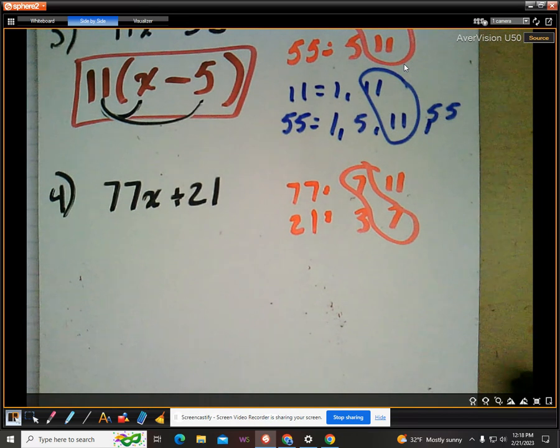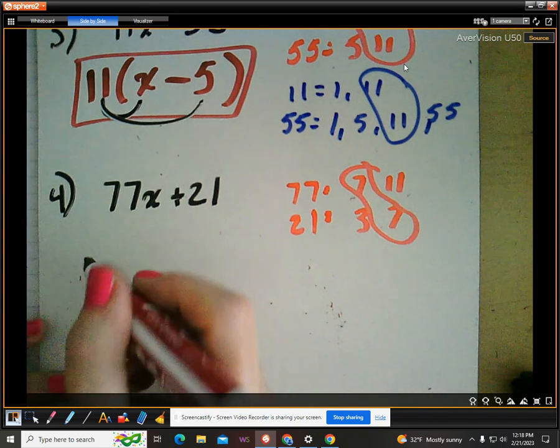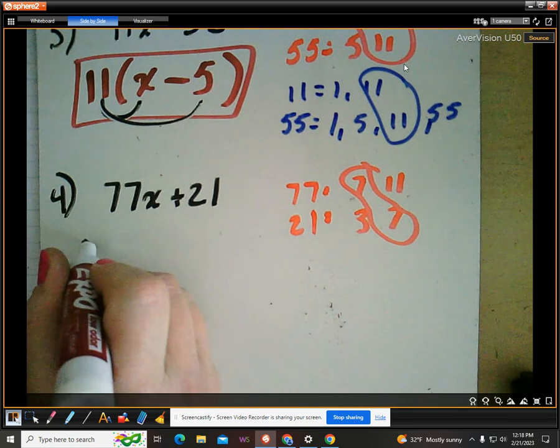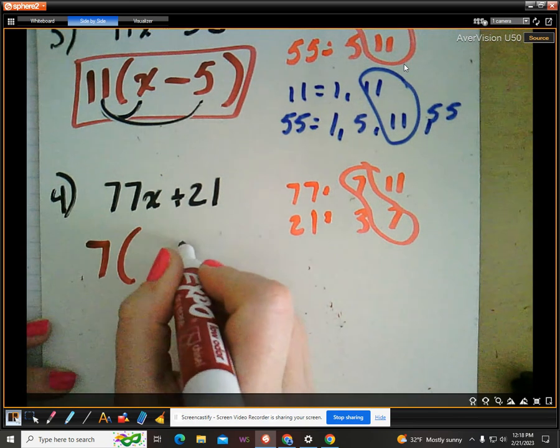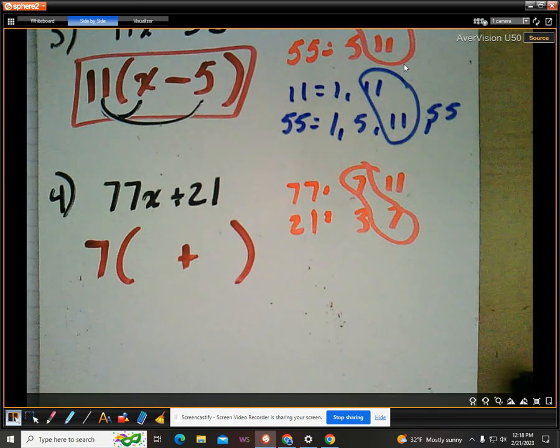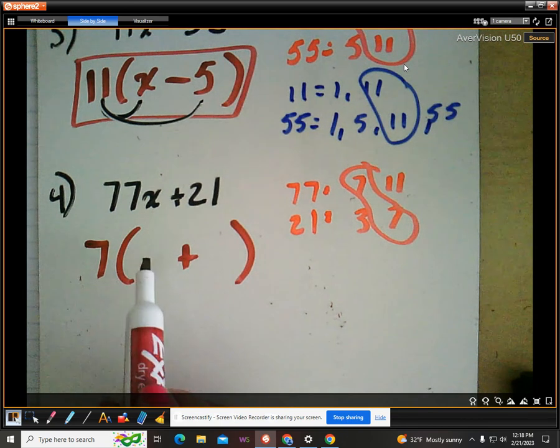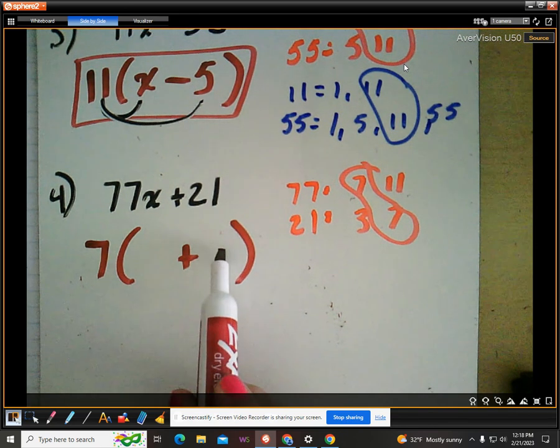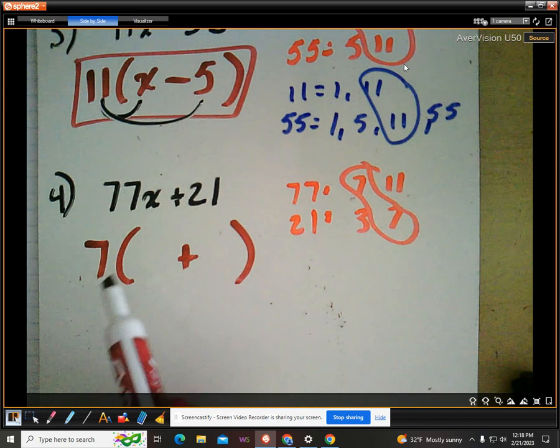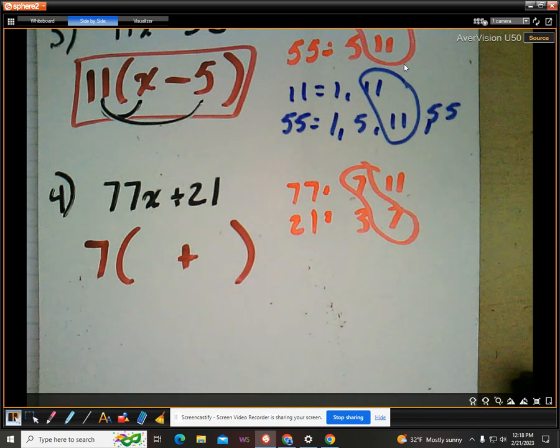So I'm going to set up the template for what this is, and I want you to see if you can figure it out. Greatest common factor comes in the outside. It's addition. So figure out what you need on the inside to get 77x and to get 21 when you're multiplying by 7. Come up with something. If you're using a pencil, you can erase it if you're wrong. What would go on the inside?